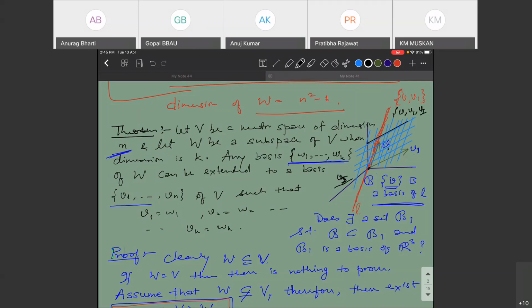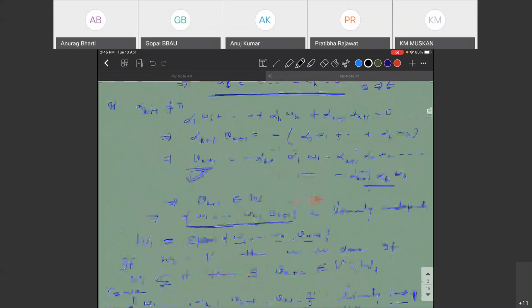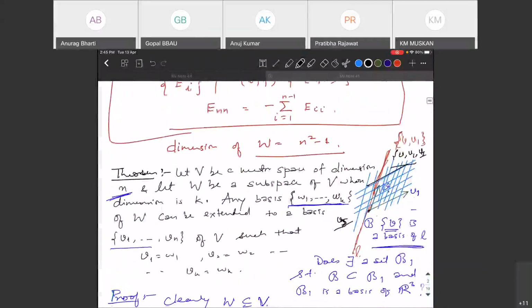Now this v, v1, v2 is again linearly independent, and by a theorem that you have already seen, since R3 is three dimensional and this set is linearly independent, therefore it is a basis of R3, and we are done. So there are only two steps. Here we have only two steps.